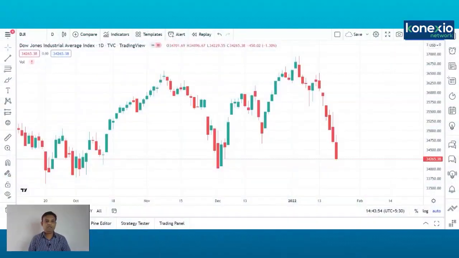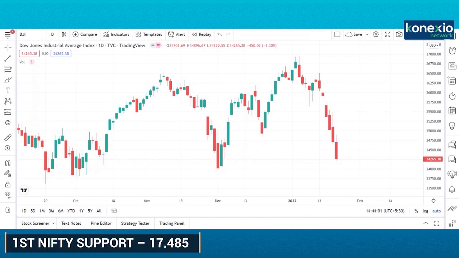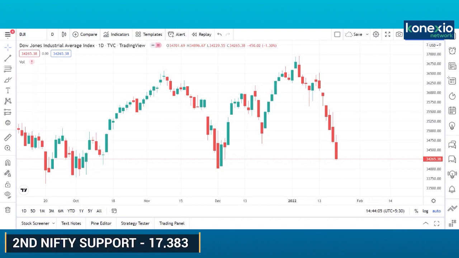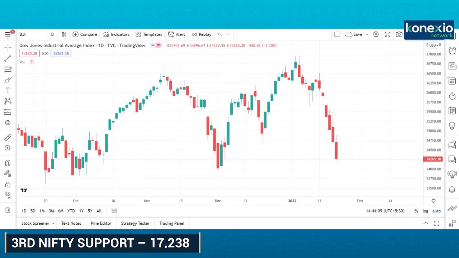Now let us discuss the important supports and resistance in Nifty for the next week. The important supports in the Nifty for the next week are placed at 17,485. This is the first support. The second support is placed at 17,383, and the third support is placed at 17,238.